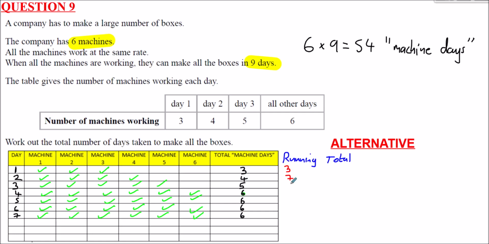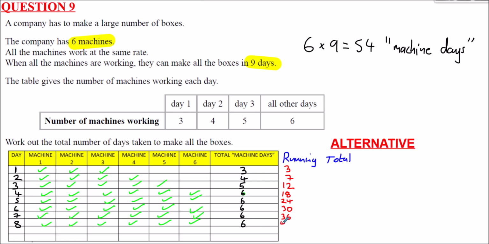So let's just see where we are with our running total. 3 plus 4 is 7, plus another 5 would be 12. And just keep on adding 6s. 18, 24, another 6 is 30. Another 1 would be 36. We're not at our target of 54 yet, so go again. Another 8 days. That's another 6 complete days of one machine working.